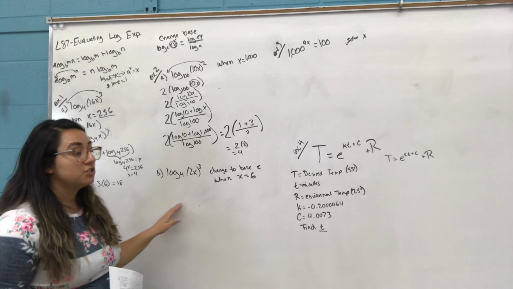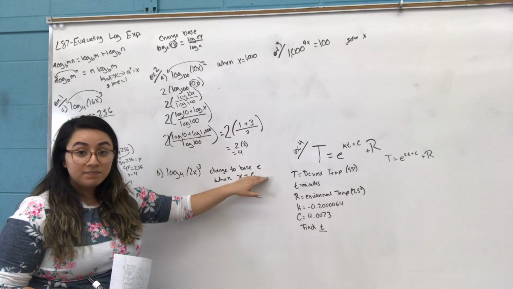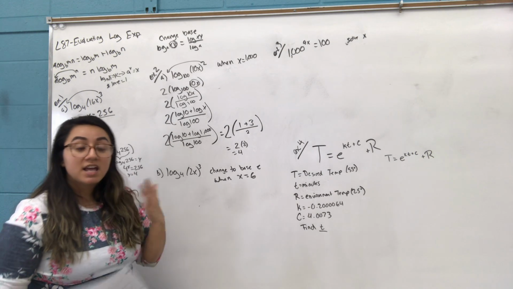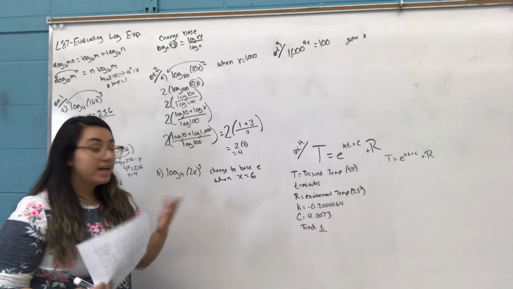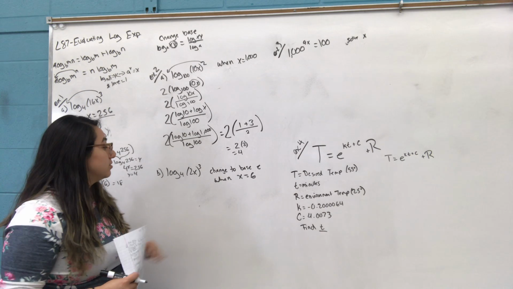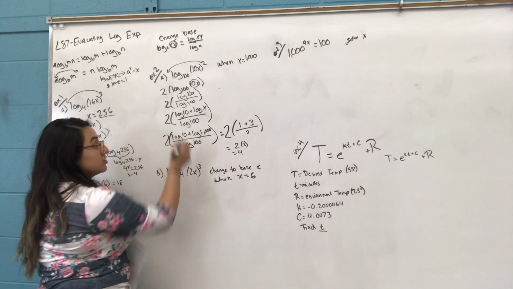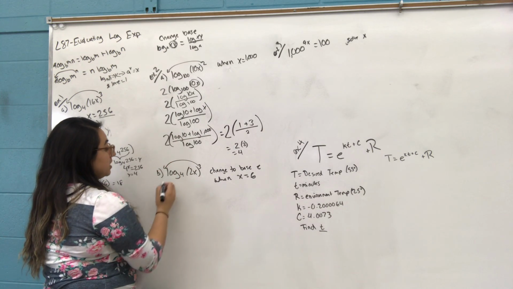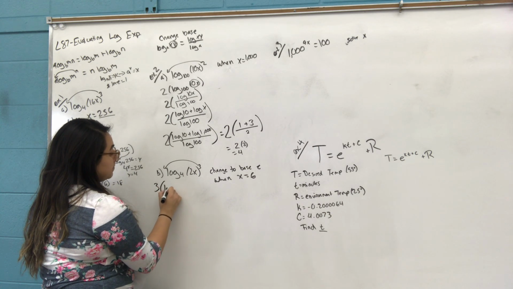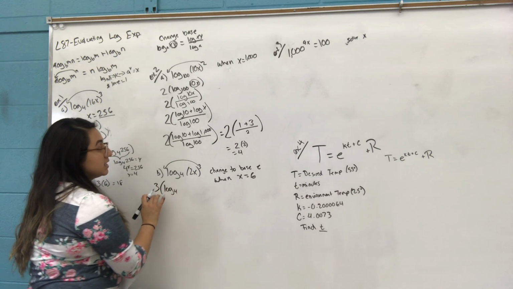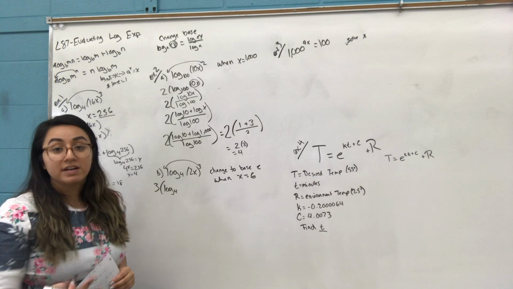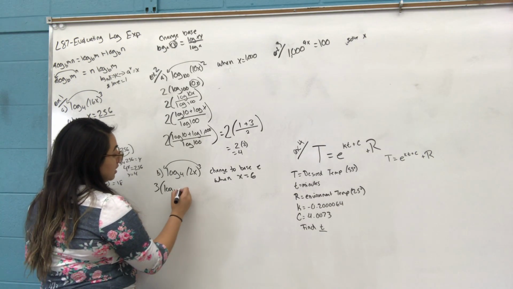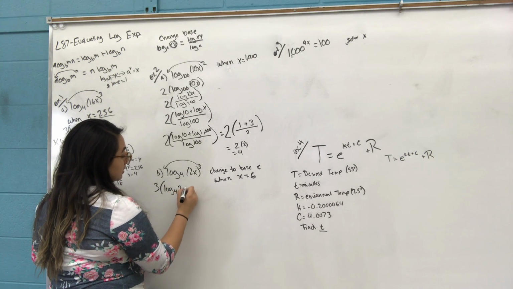So here it says they want you to change it to the base e, which is a natural log. e and natural log, ln, go hand in hand, when x is equal to 6. So over here, just like example 2a, we're going to go ahead and move the 3 in front. So 3 times the log base 4 of 2x. We don't focus on the 3 or the exponent until the very, very end.